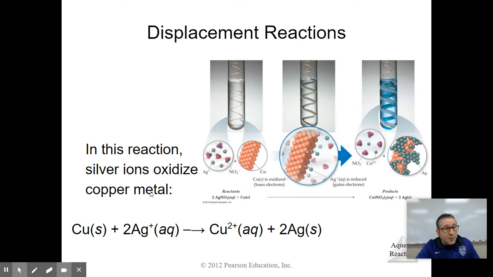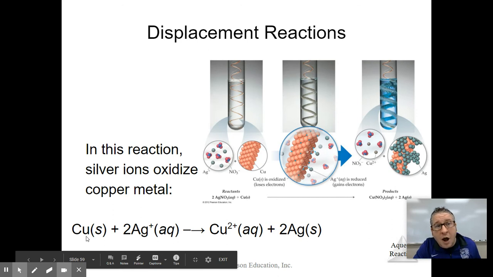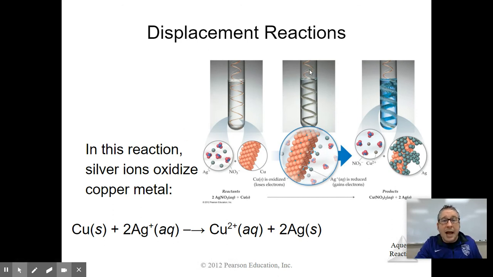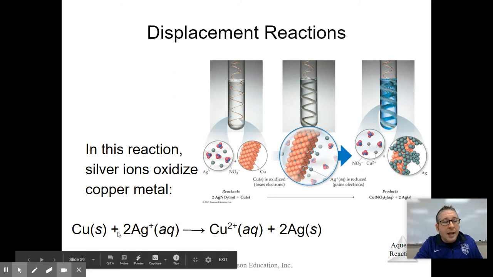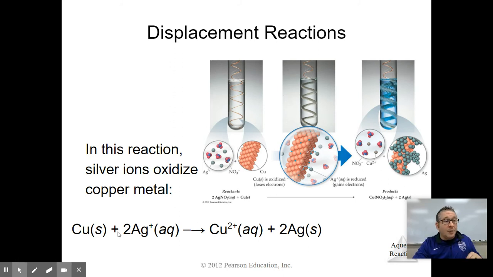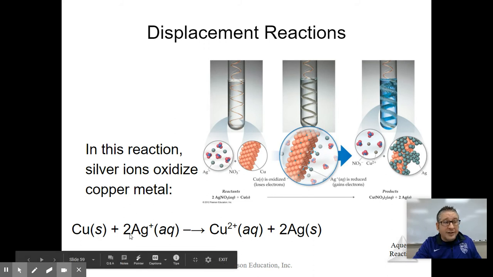So we see copper started off in its natural form, its solid form. It is going to be oxidized by the silver. Silver nitrate was the solution, and now it's broken down into its ions. We see that copper was 0, silver was plus. After the reaction occurred, copper was 2 plus, and silver became a solid. Therefore, it's in its natural state, or its elemental form, and now it's a 0.